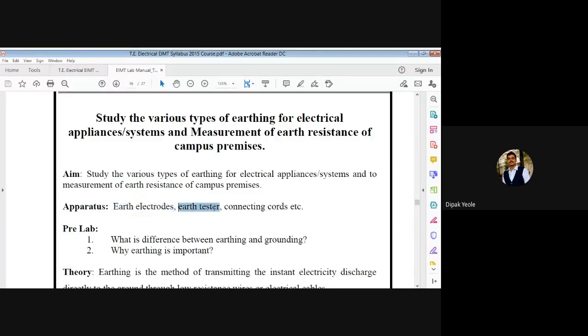We need the earth tester. For measurement of earth resistance, there is a device available, and that is called the earth tester. In the same way, for insulation resistance measurement, we are using the Megger. Megger is not the name of the equipment; it is the name of the company.